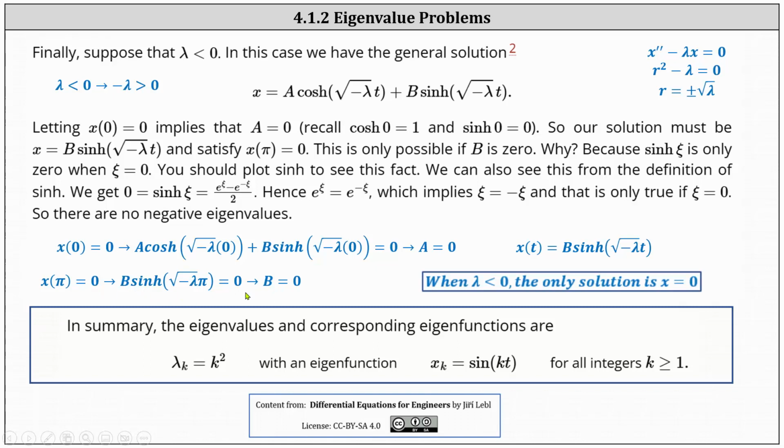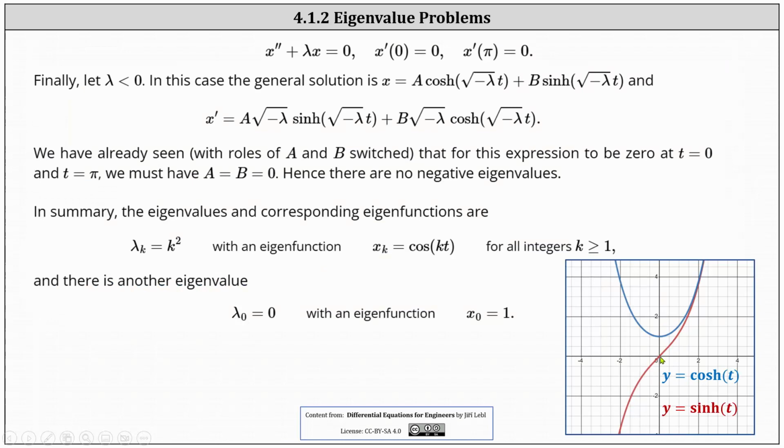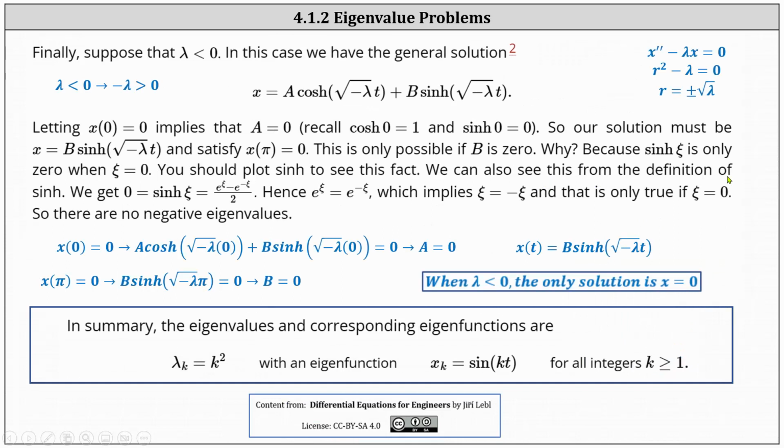If you're wondering why b is 0, hyperbolic sine is 0 only when the input is 0, which we can verify by looking at the graph of the hyperbolic sine function, which is graphed here in red. Notice it's only equal to 0 when the input is 0. We can also see this from the definition of hyperbolic sine. We get 0 equals hyperbolic sine xi equals e to the xi minus e to the negative xi divided by 2. In order for this to be 0, e to the xi must equal e to the negative xi, which implies the exponents are equal, meaning xi equals negative xi, which is only true when xi is 0.